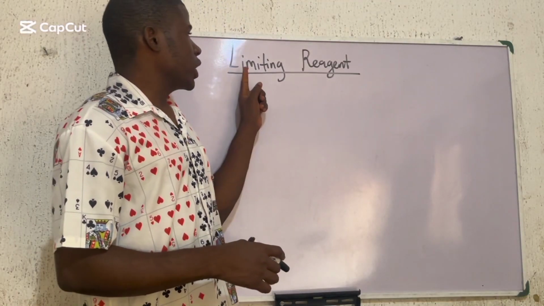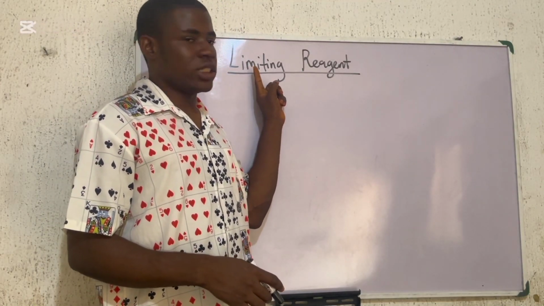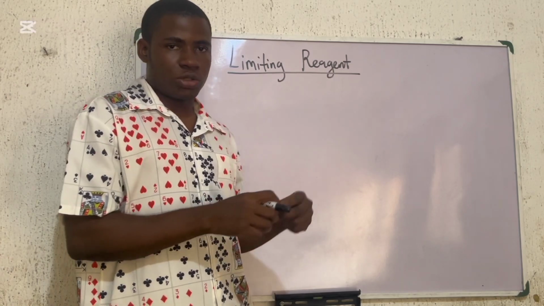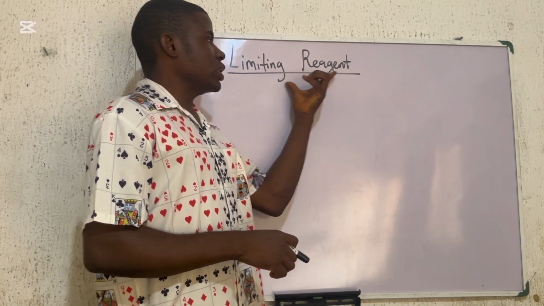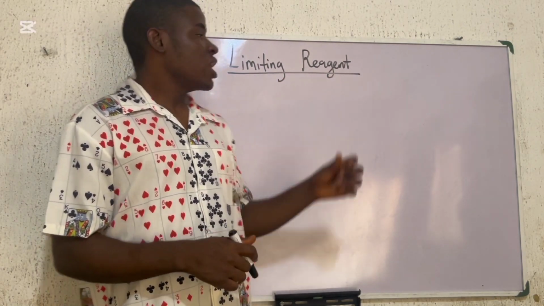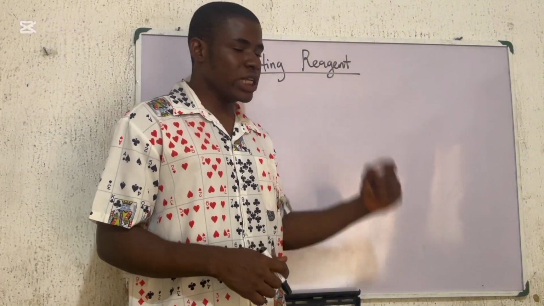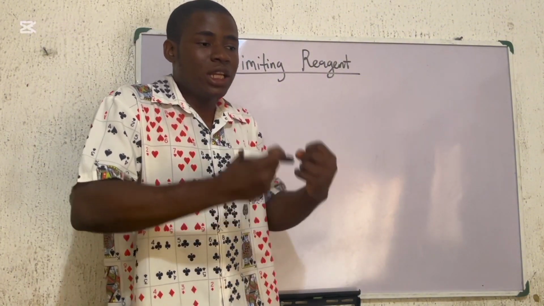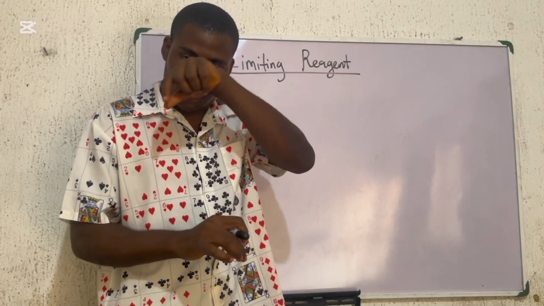Hello, today we'll be looking at the topic limiting reagents, which comes from stoichiometry in chemistry. Now, what do we mean by limiting reagents or limiting reactant? The limiting reactant, or limiting reagent, is the reactant that is completely used up during a chemical reaction.